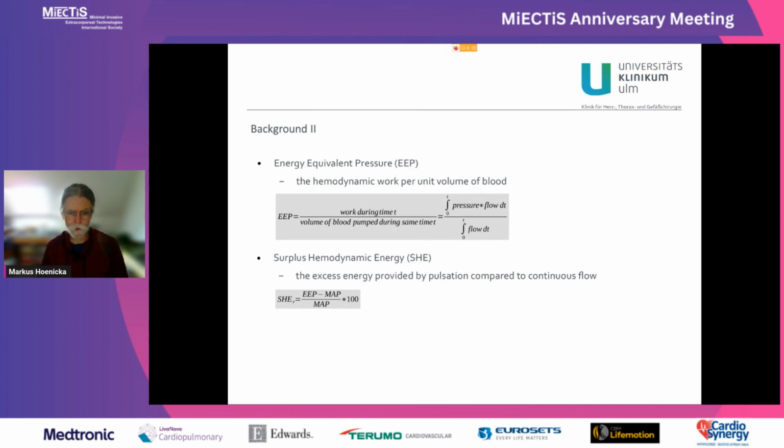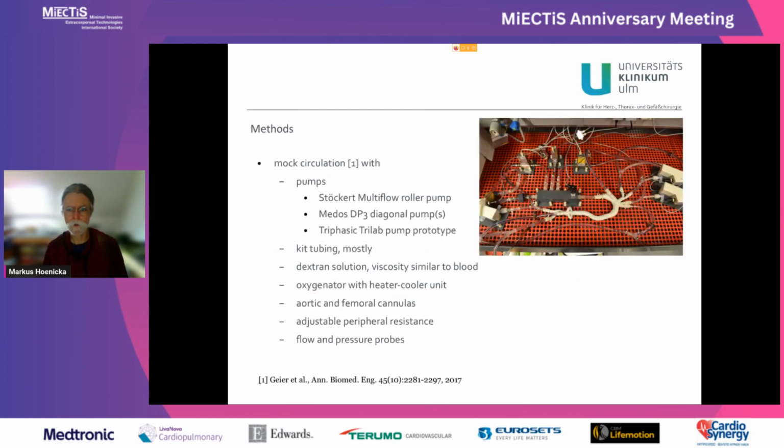However, if the flow alternates by pulsation, you gain some energy, and this is calculated as the surplus hemodynamic energy, or SHE, in the lower formula. And this is normally normalized to the mean arterial pressure, so you will see the results as % of MAP in a couple of slides. And our idea was basically to optimize the extracorporeal circuit to maximize SHE, and you can do that in the mock circulation without harming any patients.